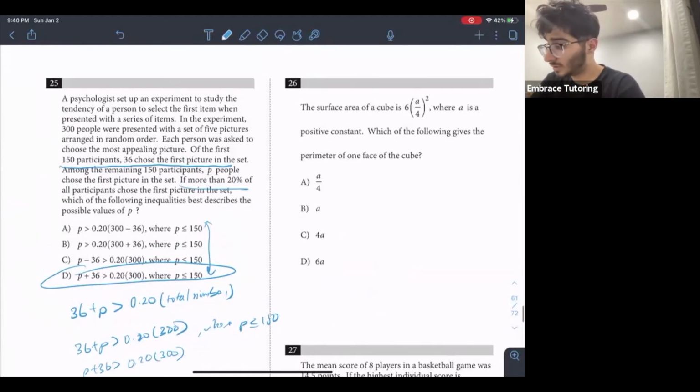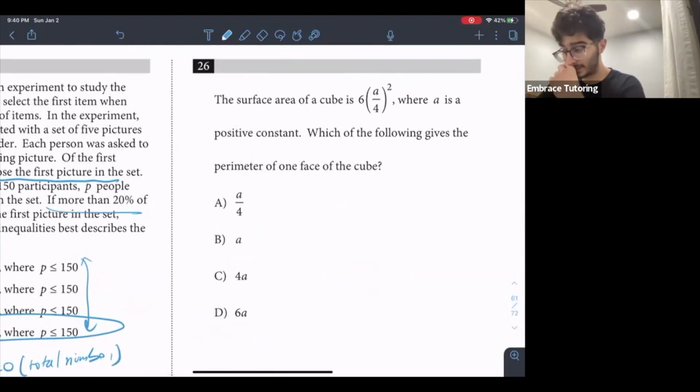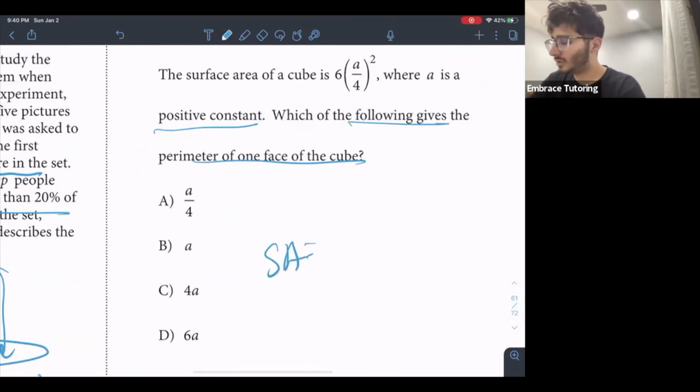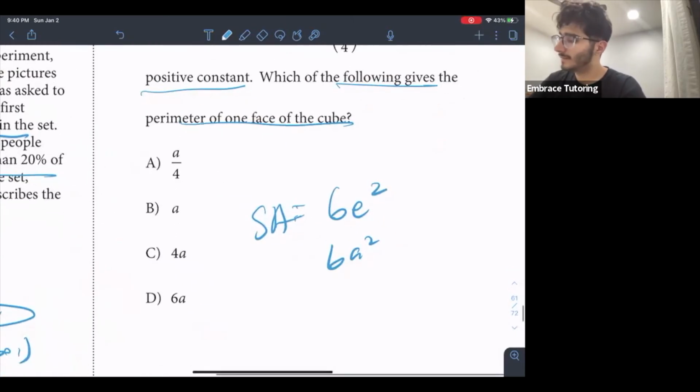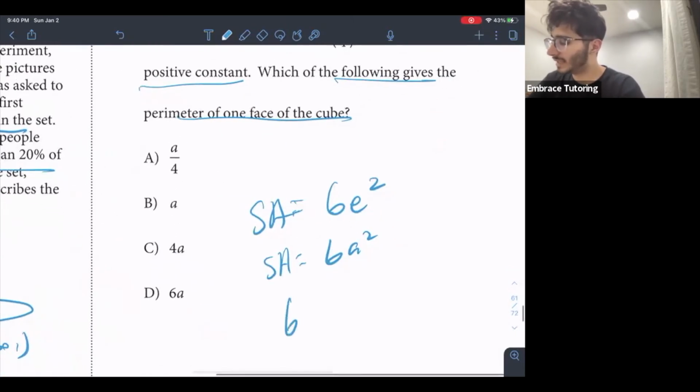25 is D. 26. The surface area of a cube is 6 parentheses a over 4 squared, where a is a positive constant. Which of the following gives the perimeter of one face of the cube? Okay, so the general formula for surface area is 6 e squared, or 6a squared in this case, and so they give you it as 6 times a over 4 squared, as this would be the edge length.